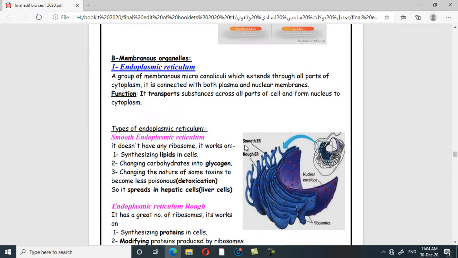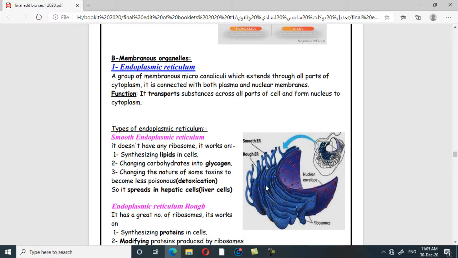The second type of the endoplasmic reticulum is the smooth endoplasmic reticulum. Here the smooth endoplasmic reticulum has three functions. One of them is detoxification. Detoxification means changing toxic substances into less toxic substances, or making them less poisonous. Number two is to store glycogen and change glucose into glycogen. Number three is the formation of lipids. This function especially occurs inside the liver cells, which are called hepatic cells.